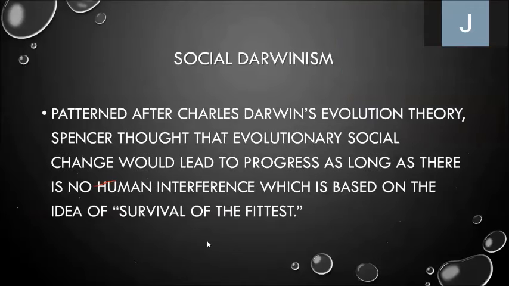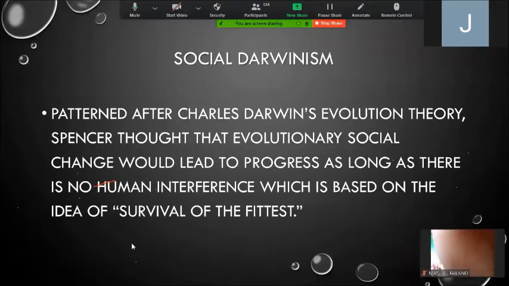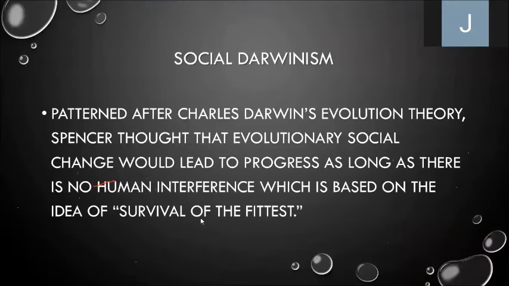Now we have also social Darwinism. So this is patterned after Charles Darwin's evolution theory. If you are familiar with the evolution theory of Darwin, Spencer thought that evolutionary social change would lead to progress. Remember, I made mention a while ago that in order for the society to achieve progress, there must be change. So this would lead to progress as long as there is no human interference, which is based on the idea of survival of the fittest.